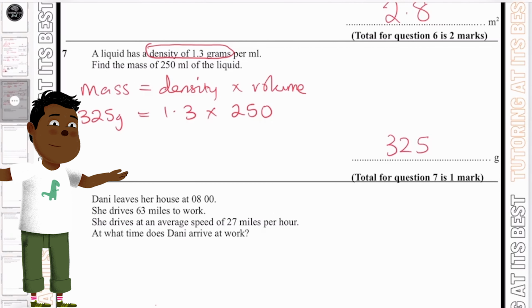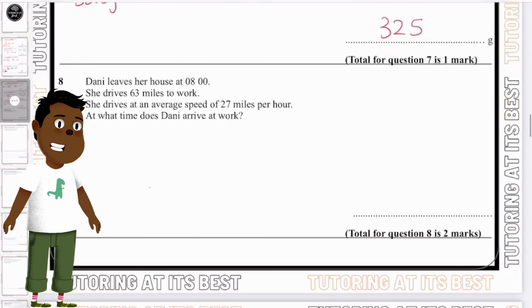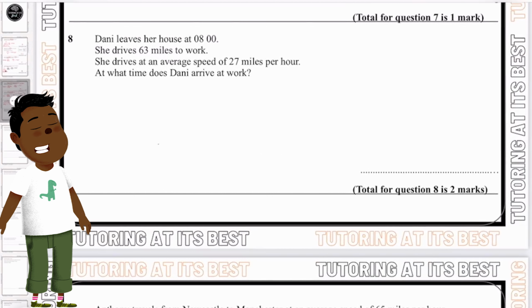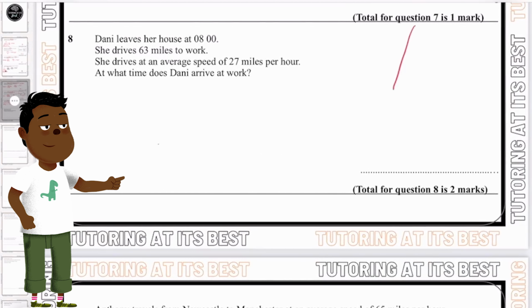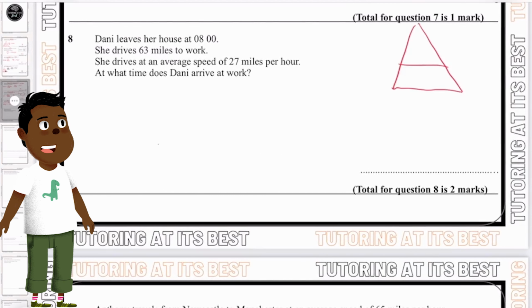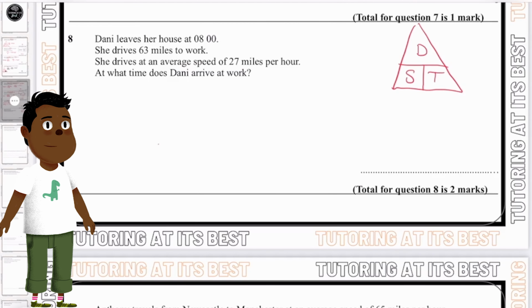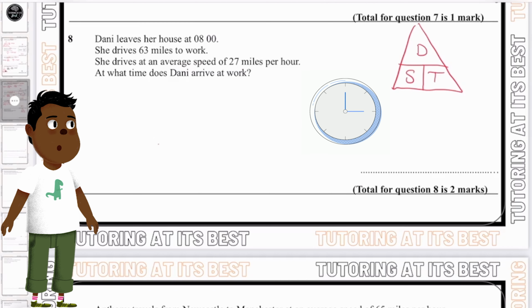Marvellous. Let's go for question 8. Danny leaves her house at 8 a.m. and she drives 63 miles to work. And she arrives at an average speed of 27 miles per hour.